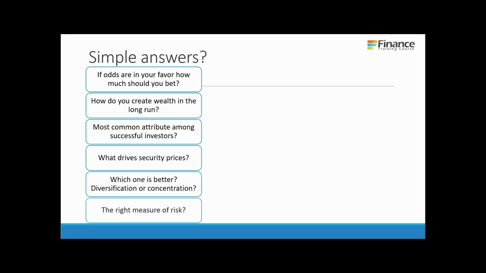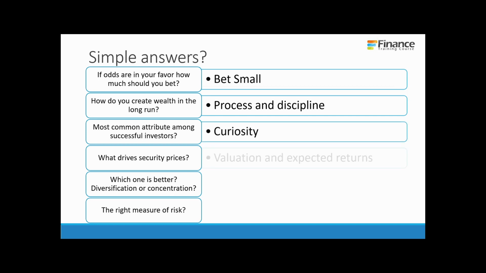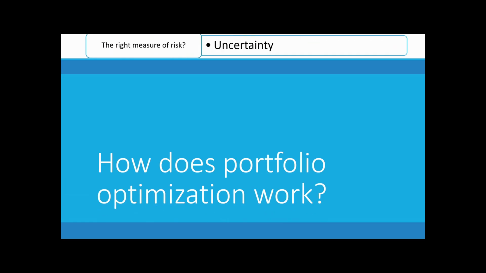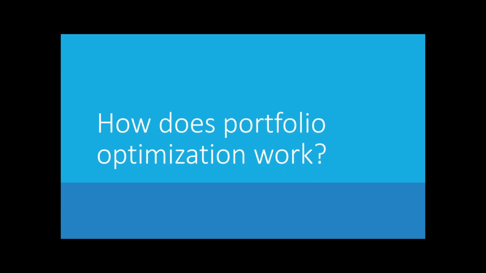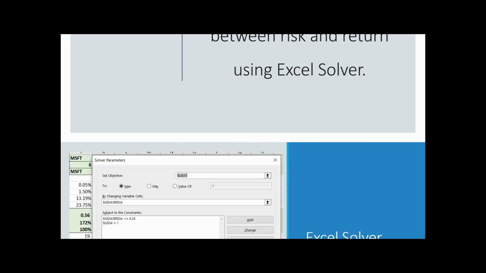If the odds are in your favor, bet small. Process and discipline are the key to wealth in the long run. Curiosity is the most common attribute among successful investors. Valuation and expected returns drive security prices. Whether you pick diversification or concentration, that's a function of your investment style. And the right measure of risk is uncertainty.